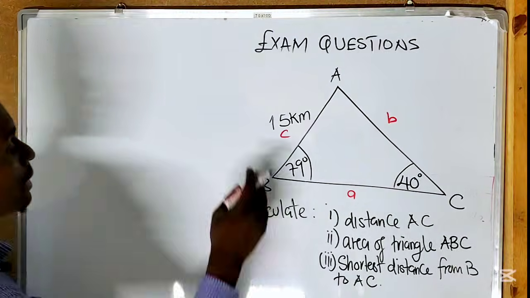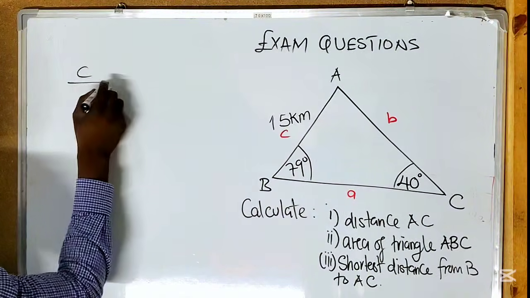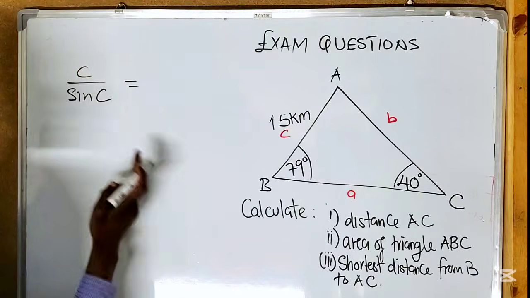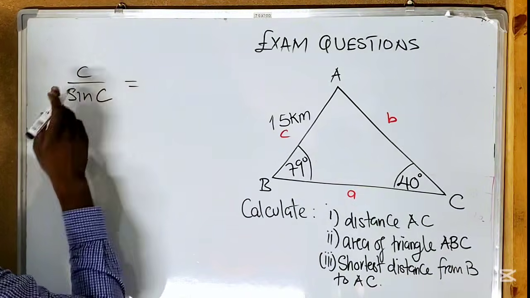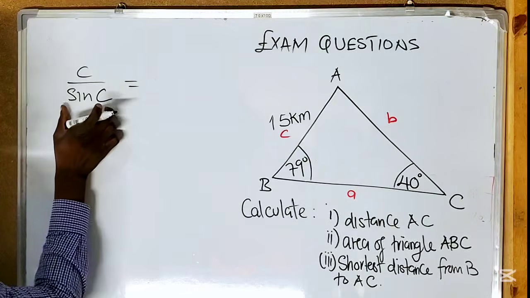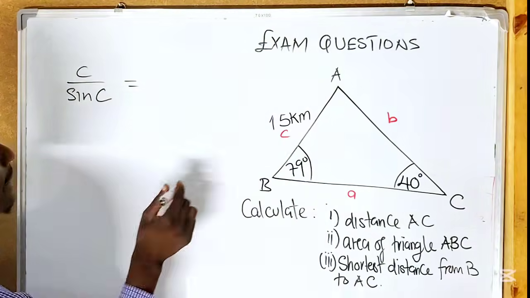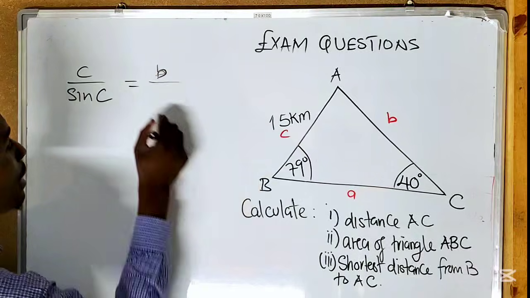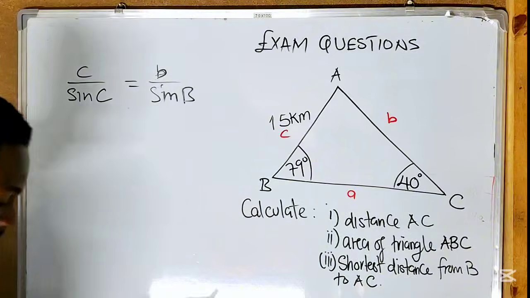So let me start with the side. Side c over sine C, the angle, is equal to, if you start with a side here, this side also you're supposed to start with a side. If you start with an angle, sine C for instance, this side also is supposed to start with an angle. So this side is going to start with b over sine B.